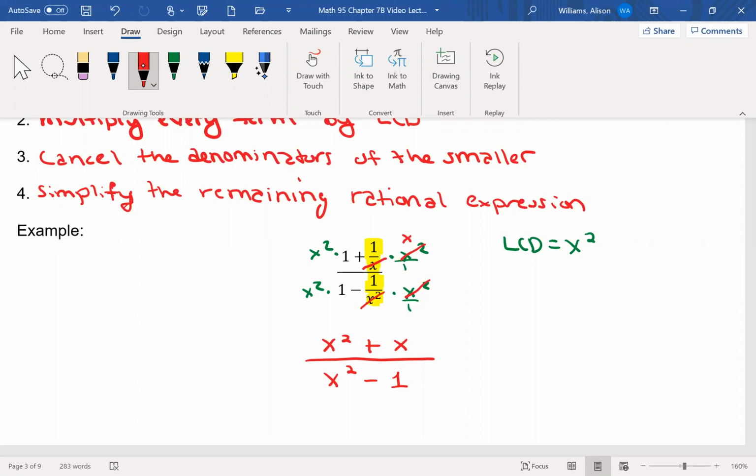So I can go ahead and factor the numerator. There's a GCF of x, and I'm left with x plus 1. That denominator is actually a difference of squares, so that could factor into x plus 1 times x minus 1. And now I can go ahead and cancel the x plus 1, and my final answer is x over x minus 1.